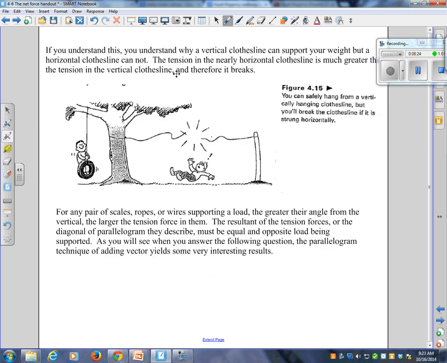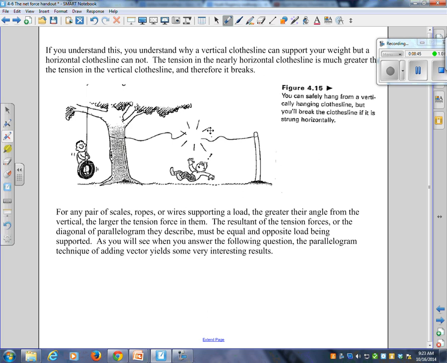If you understand this, you understand why a vertical clothesline can support your weight, but a horizontal clothesline cannot, right? You don't see too many clotheslines out there anymore, but as a kid, you might have grabbed hold of one and hung on it, right? Eventually, as you get older, it's going to break. Okay? If you tied it from a tree, you could probably swing from it. It's got enough tension capability in it.